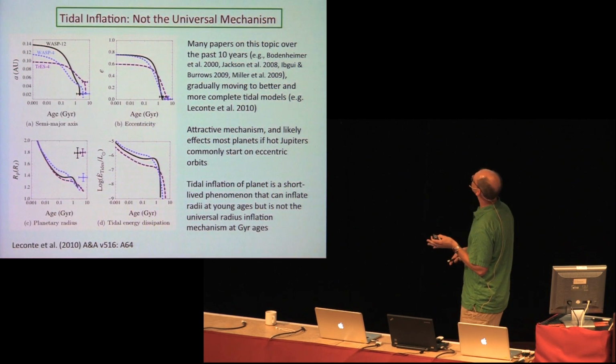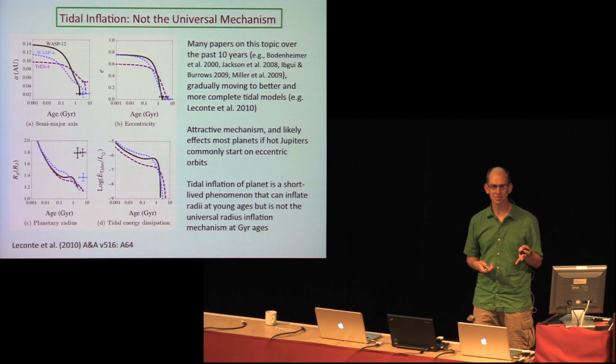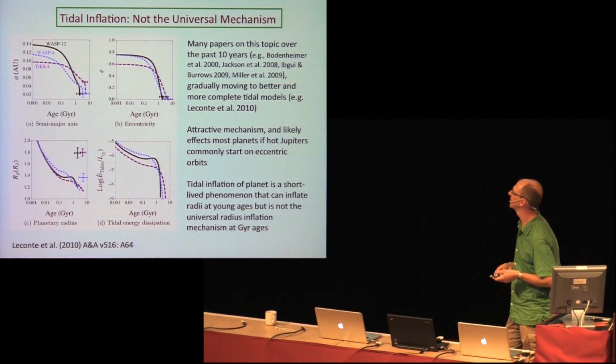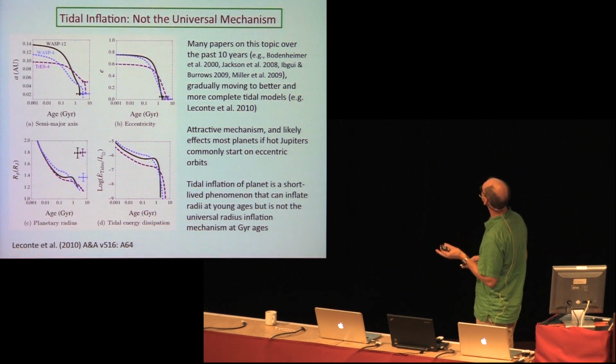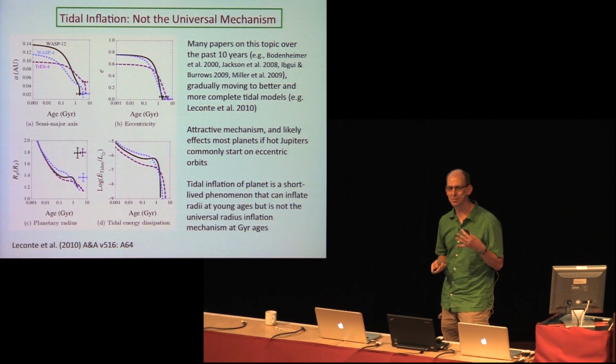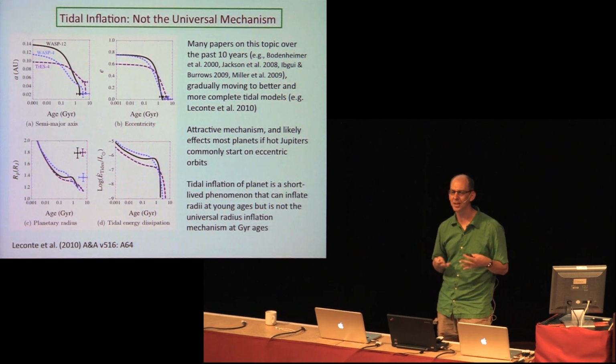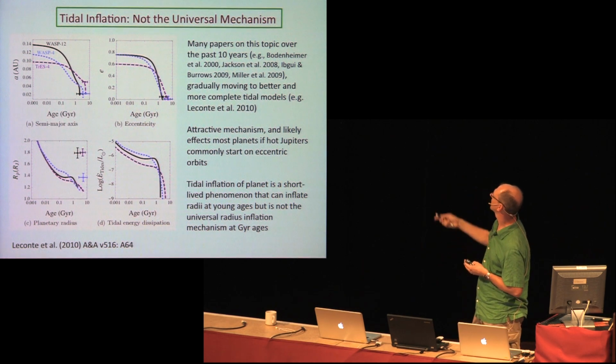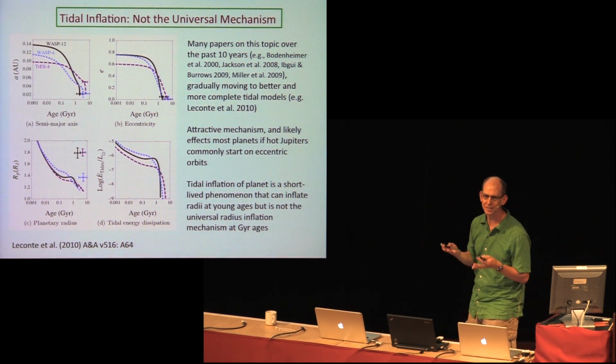So tidal inflation, there's been a tremendous amount of work on tidal inflation. Over a dozen papers, I would say, over the past 10 years. It's a very attractive mechanism. But most recently, LeConte et al., using perhaps the most sophisticated tidal evolution model, have shown that in some instances you can inflate planets. It's easiest when they're young. If you want to inflate objects at old ages, billions of years, it just really doesn't work.